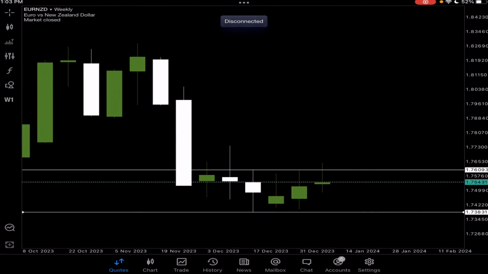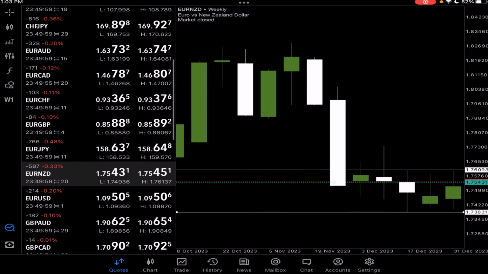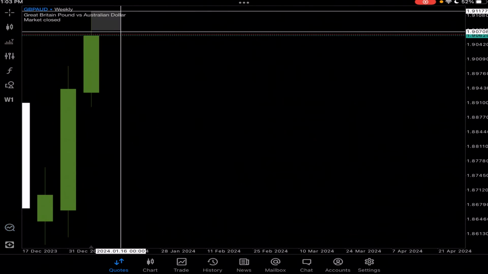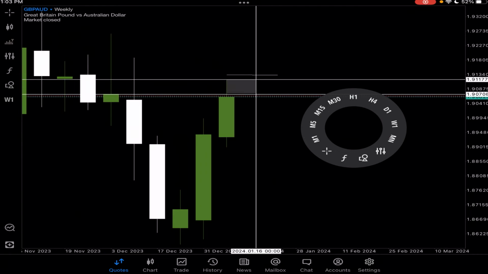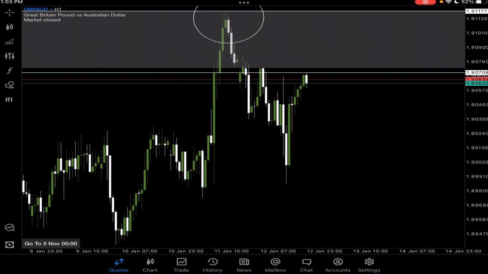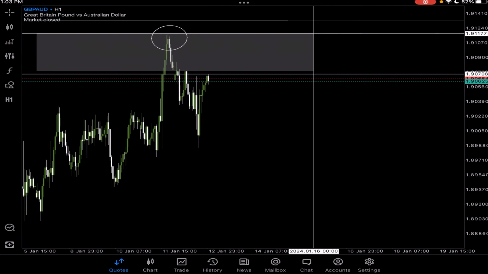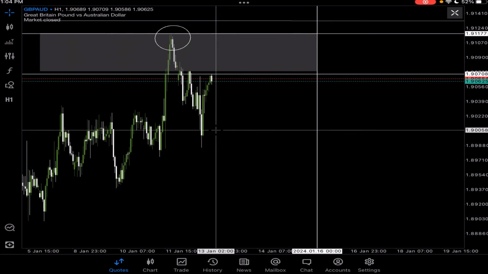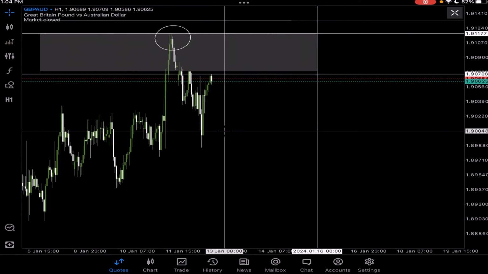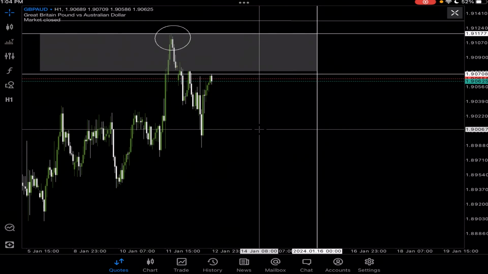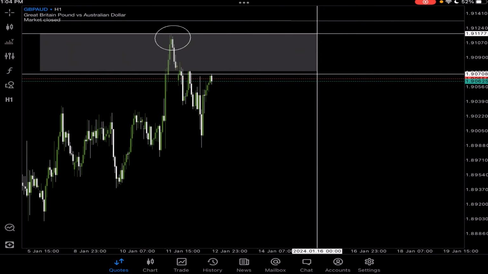So if I'm looking for GBP AUD, I will come and look for, you see, I've already marked it and I shared this with you on Twitter. So I will come and look for the news. I'm looking for the news between 16th of this month and the current date. So between Monday and 16th, I think Monday is going to be 14th. So between 14th and 16th, I'm looking for opportunities to sell.